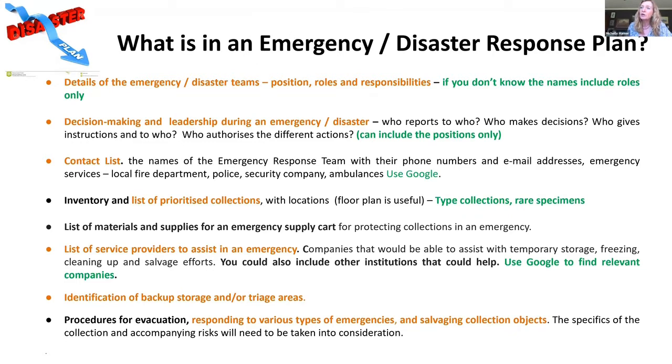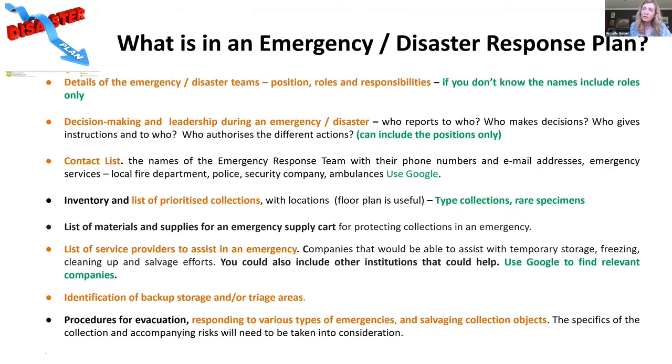So is there somewhere you could store your collections on a temporary basis? Is there somebody who could help you with freezing on a temporary basis? If all your lights were down, your electricity was down, you might have to move things off-site to be frozen, or bring in a truck, you know, one of those freezing trucks. So you've got to find out who could do this, who could help with cleanup and salvage efforts. So this is really an important step as well.